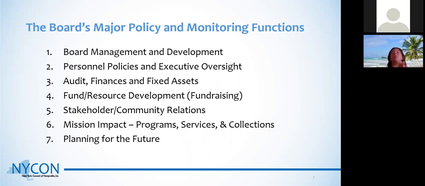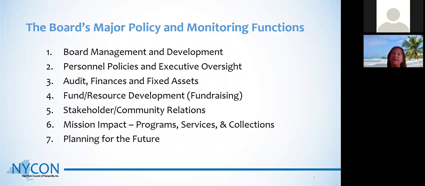So as you're thinking about the board and its responsibilities, we kind of break up the board's major policy and monitoring functions into 7 areas. BoardSource maybe does it in 10. They just sort of tease some of these out a little bit more. The one that we're going to be speaking mostly about today is board management and development. Really, the board is ultimately responsible for making sure that it runs smoothly, that it has new board members, and that those board members are engaged and informed. So that'll be the piece that we mostly talk about.